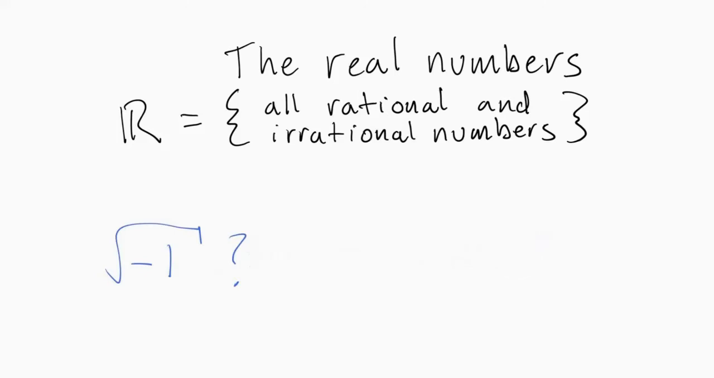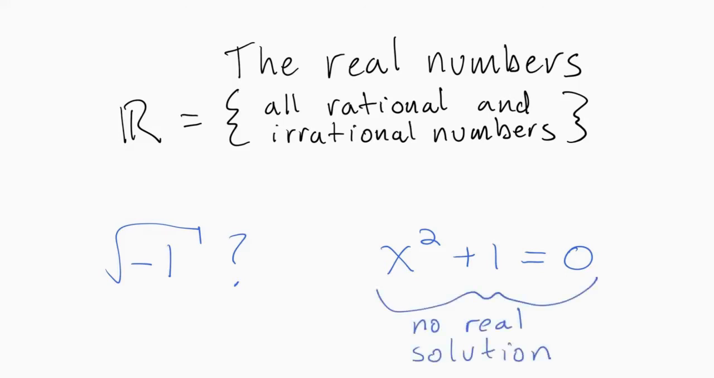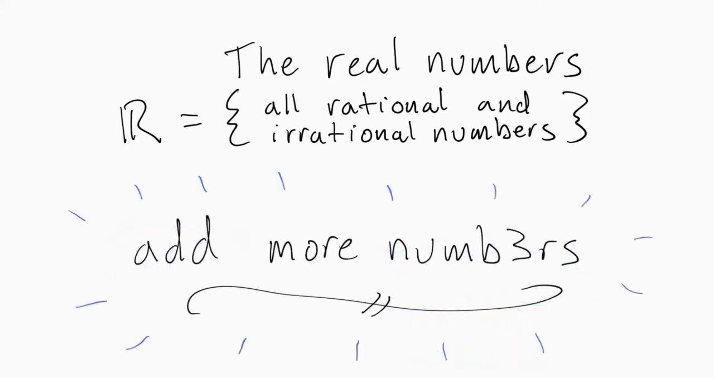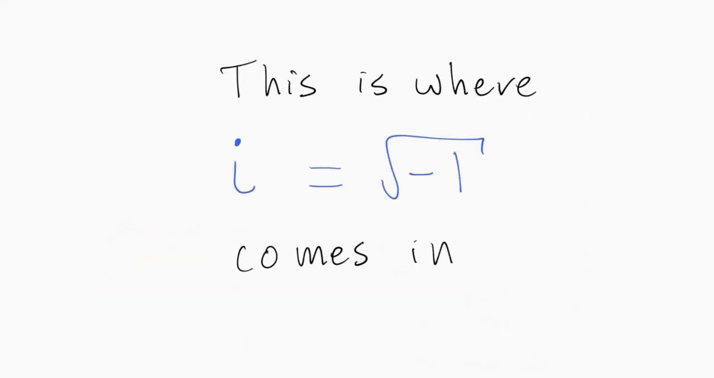Similarly, while we can solve all linear equations in the real numbers, we can't solve all quadratic equations. This equation, x squared plus 1 equals 0, has no real solution. There's no real number I can plug in for x that will make this equation true. So what do? Well, we do the same thing we've done every time. We add more numbers. This is where this guy comes in, i, the square root of -1.